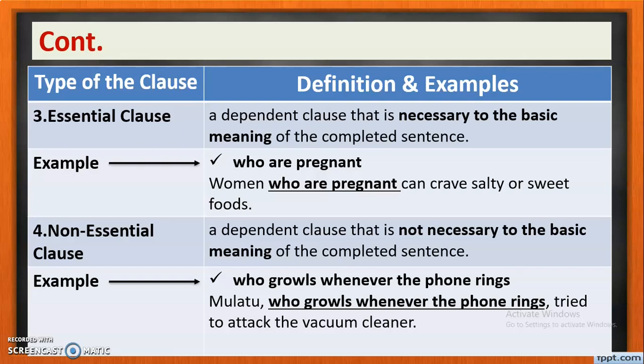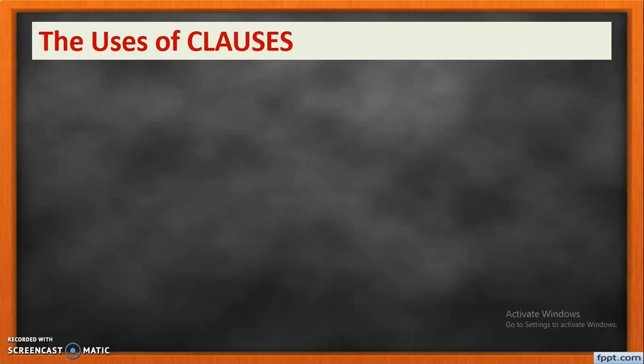When it comes to a non-essential dependent clause, it is not necessary to the basic meaning of the complete sentence because the subject is already identified. As you can see from the example, Mulatu tried to attack the vacuum cleaner. Still, if you take out the dependent clause, it can make sense. That's why we call it non-essential. It is just there to give additional information about the subject.